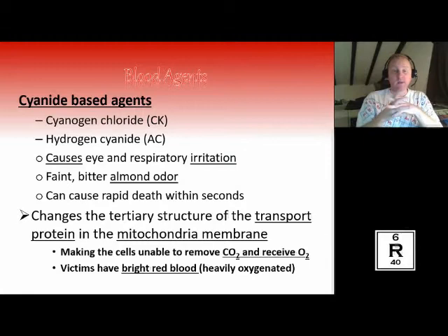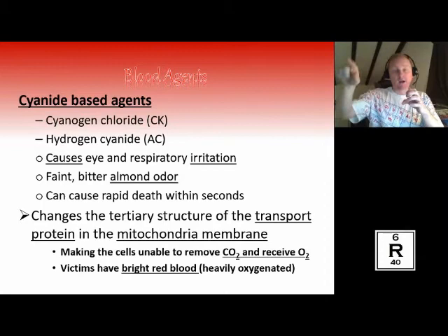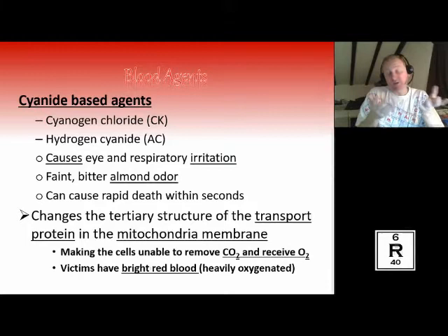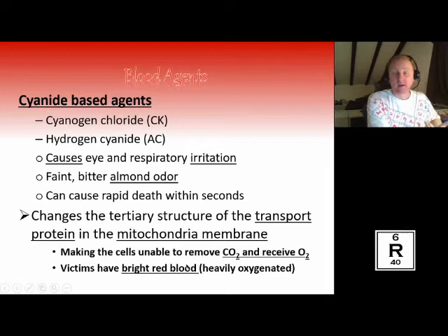So what blood agents do is they damage that protein, and so therefore you've got this oxygenated blood and it can't get into the mitochondria. It just doesn't work. So your blood fills up with oxygen, but your cells can't access that oxygen, and that's what causes the death. Victims of cyanide-based agents will have a very bright red blood because it will be heavily oxygenated. It's just their cells can't access that oxygen.